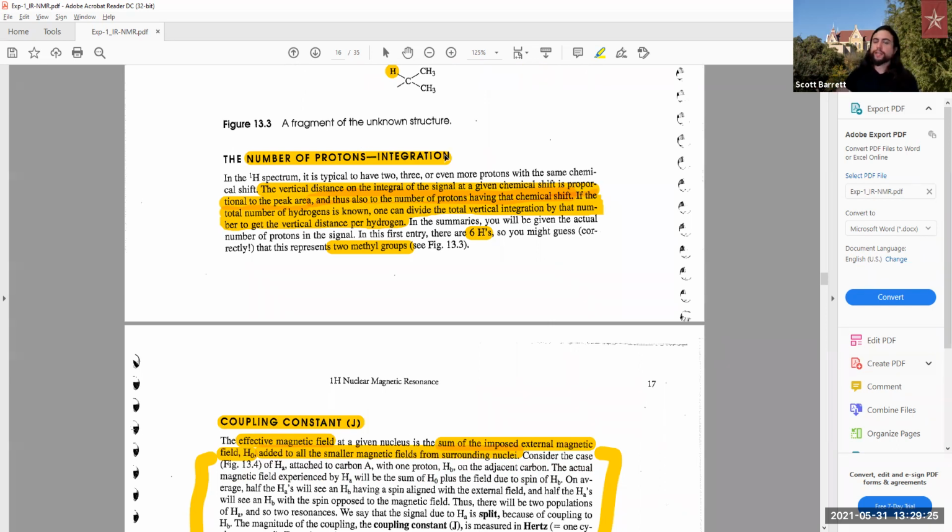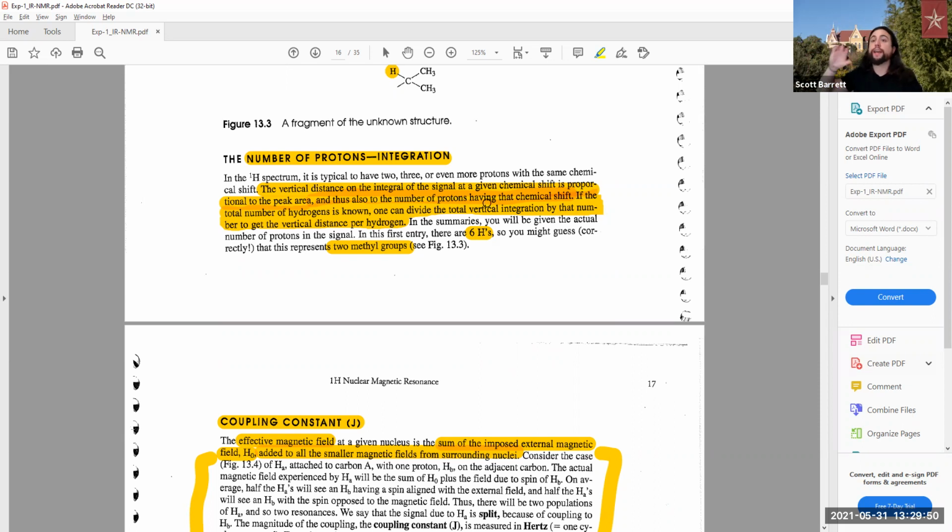The number of protons that you integrate, now this is relative to this specific carbon and proton that you're looking at, right? So the vertical distance on the integral of the signal at a given chemical shift, so remember the location, the ppm, is proportional to the peak area, and thus also to the number of protons having that chemical shift. And so this is related to integration in calculus.